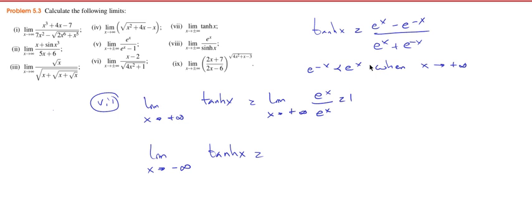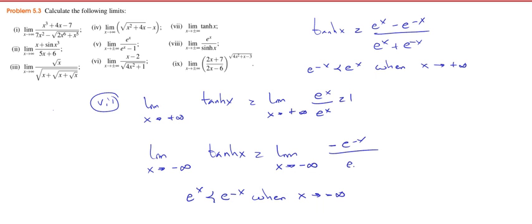Now when x goes to minus infinity, this is the other way around, right? So e to the x is very small, and e to the minus x is going to infinity when x goes to minus infinity, right? So the limit when x goes to minus infinity is minus e to the minus x divided by e to the minus x, which is minus 1.